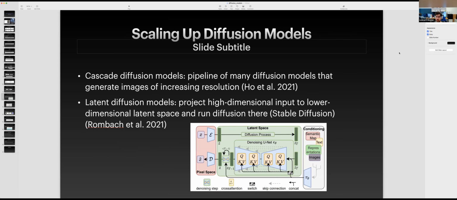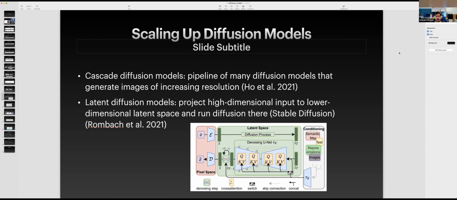So another popular trend in diffusion models is scaling up the diffusion models. Now, as powerful as they are and as cool as the results are, actually training and sampling from the diffusion model is pretty computationally expensive. It can be pretty slow. You need lots of good GPUs to get really high quality generations. So there have been a couple of innovations in the space of scaling up these diffusion models.